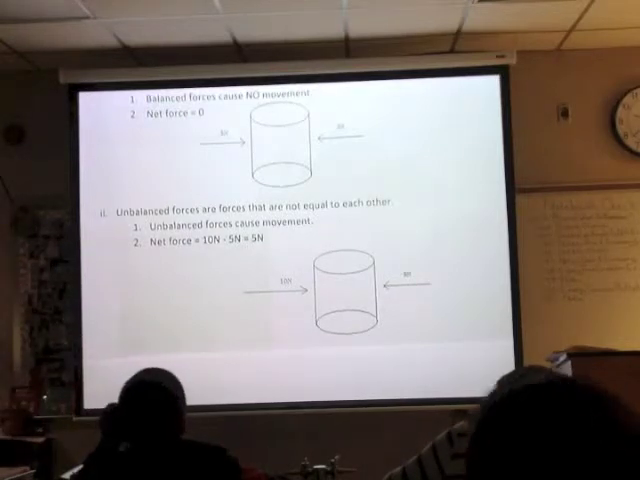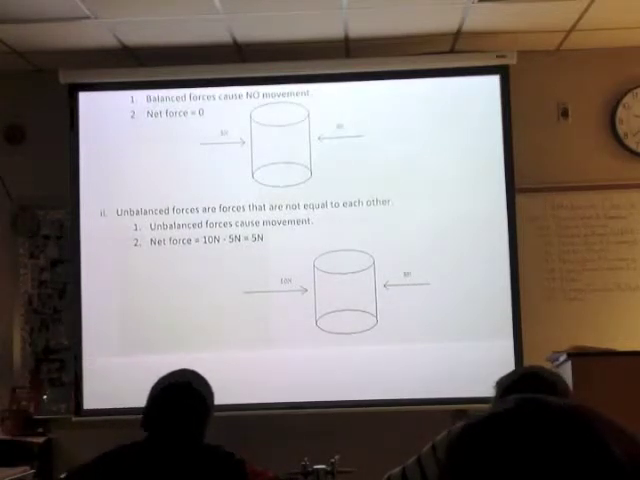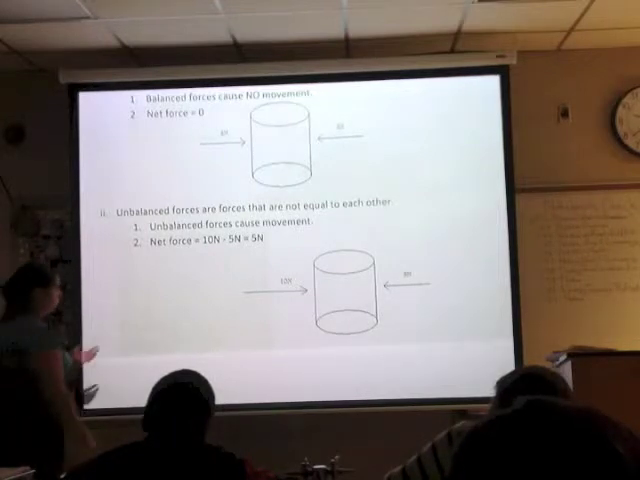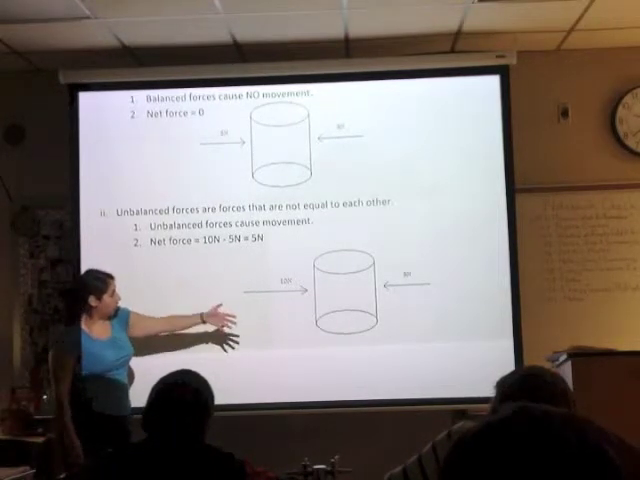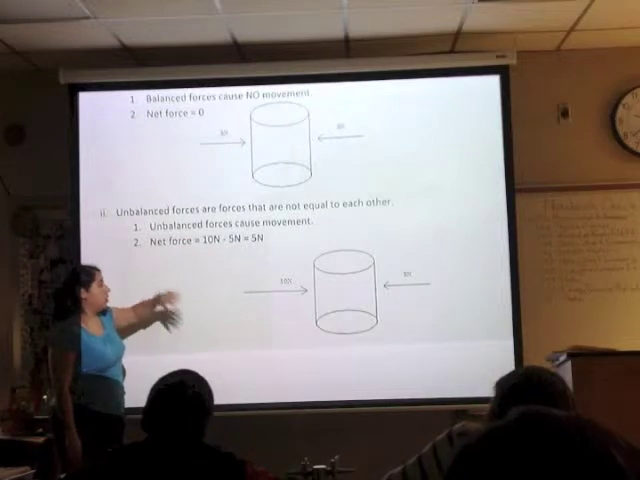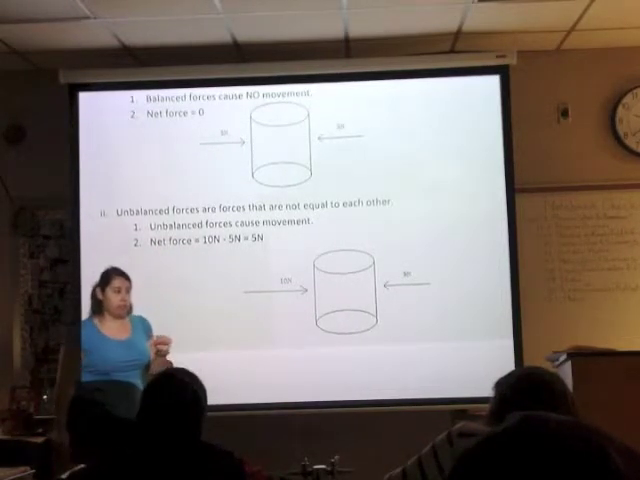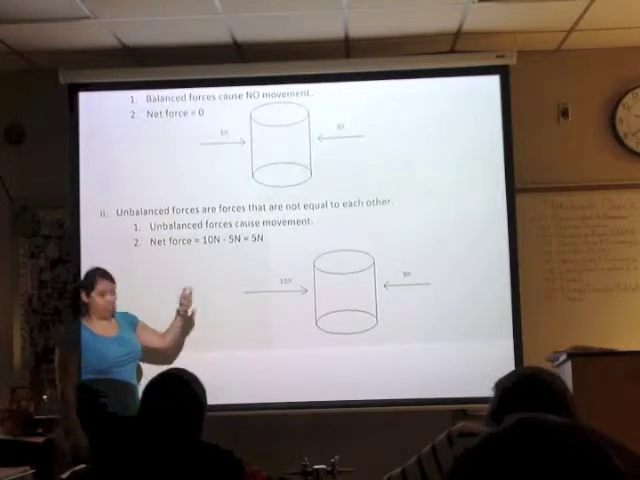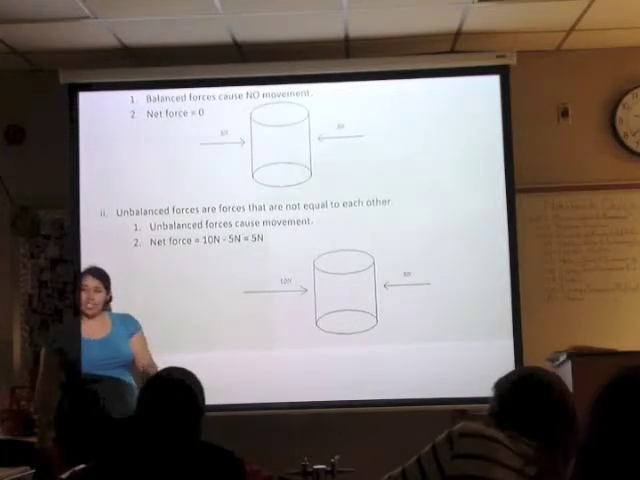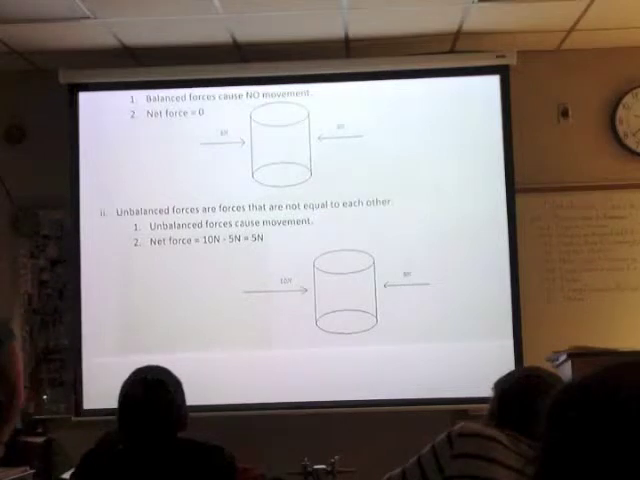So once again, they're in opposite directions, right? So since they're in opposite directions, I'm going to subtract. So 10N minus 5N gives me 5N. So the net force is going to be 5 newtons. And it's going to move to the right. And why is it going to move to the right, Megan?